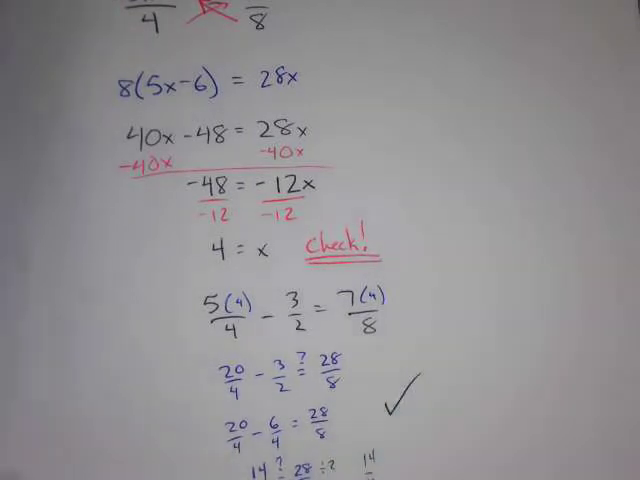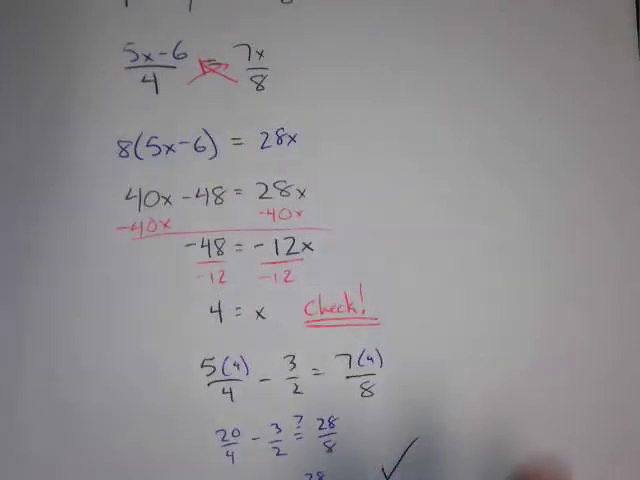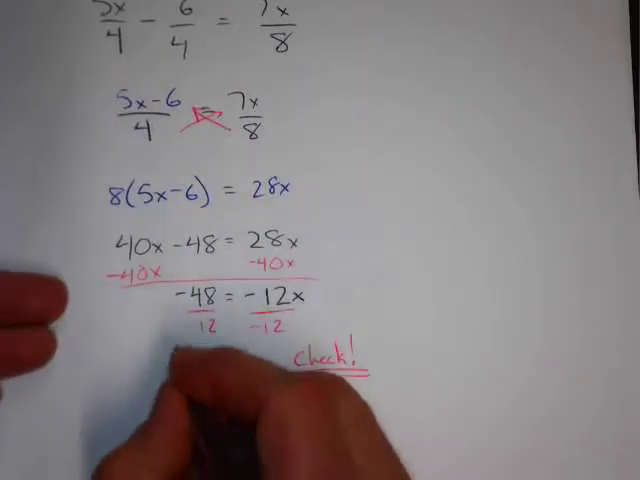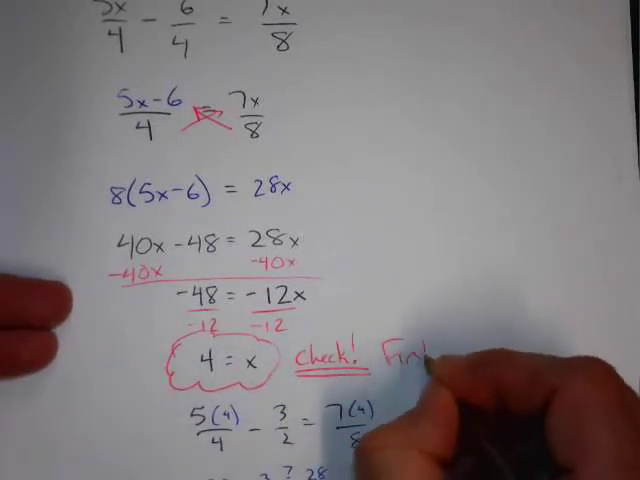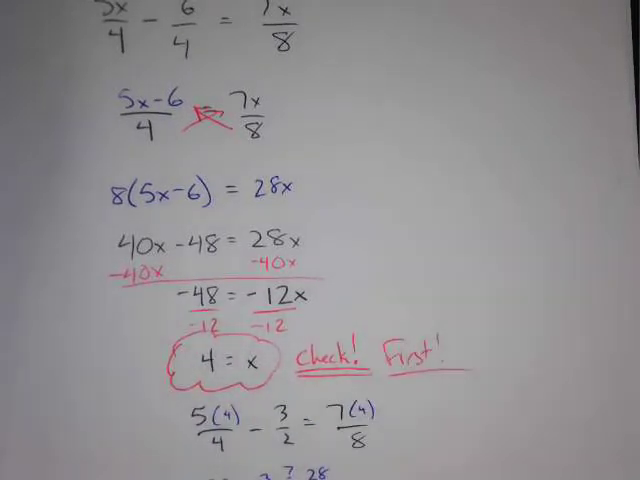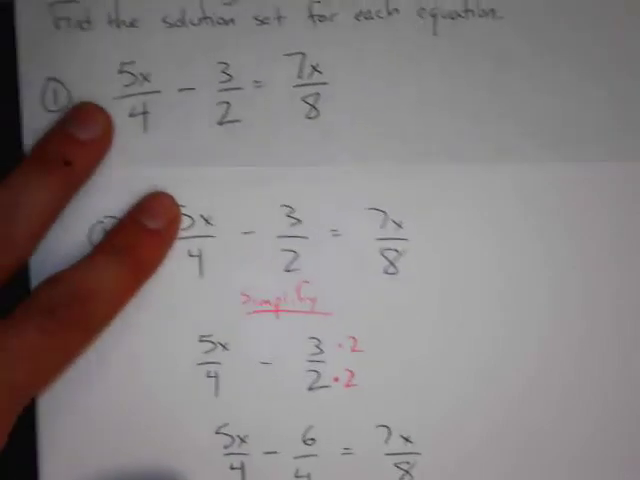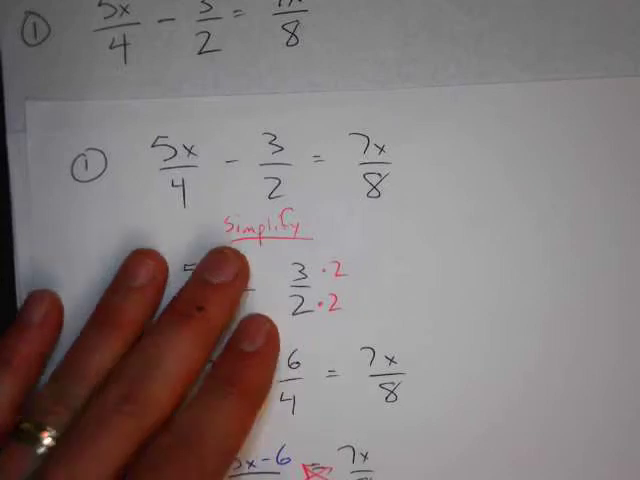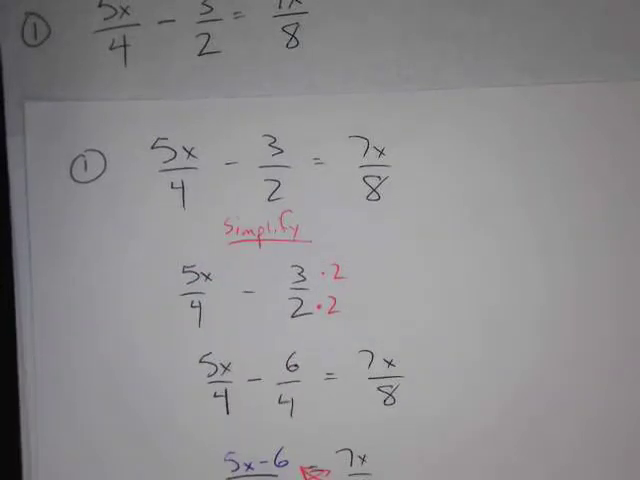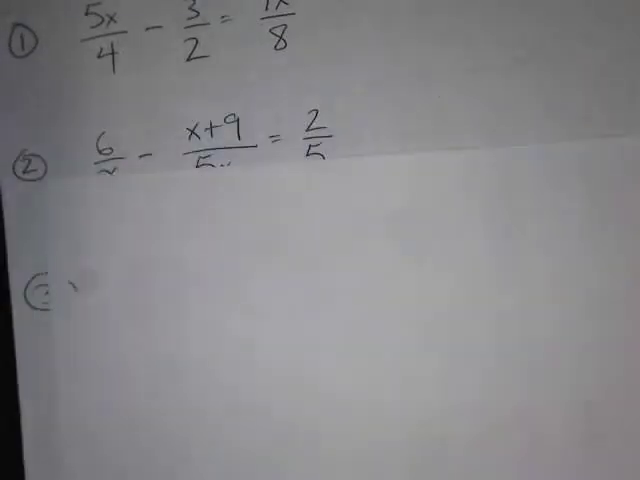Yes, it works. So we have to get back into the habit of checking our answers. You'll see later. So yes, it works. That means this is our solution set. x equals 4. So check first before saying you're done. So the solution set for number 1 is 4. That means 4 is the value for x that would make this equation true. All right, so we can simplify or we can clear fractions either way. It doesn't matter. So now we're ready for the craziness that is number 2.